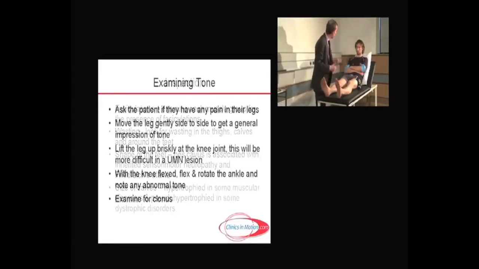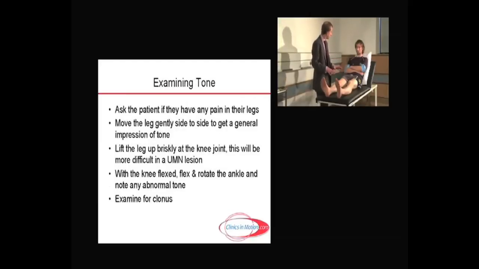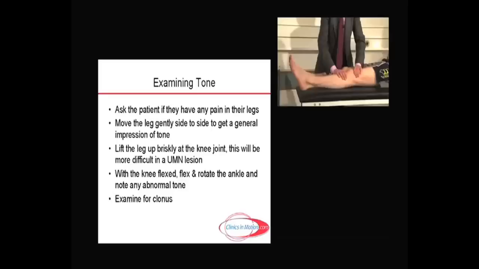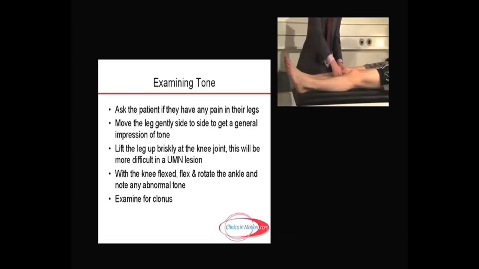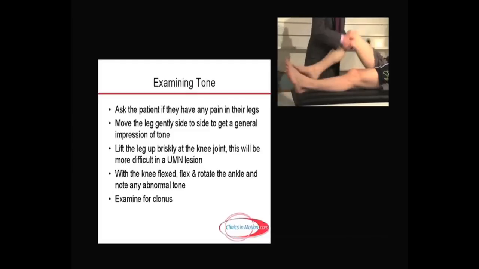So once I've established that there's nothing obvious on the initial inspection, I do a rough guide for tone. I ask the patient first, have you any pain in your legs that'll make things worse? Okay, so I'm going to move your legs very gently first. And that's just to establish that the legs do move and the tone is grossly okay. The next thing I'll do is a bit more aggressively, I'll pick the foot, the leg up at the knee, and I'll flick it up quite briskly. So it should bend in a relaxed patient fairly easily.